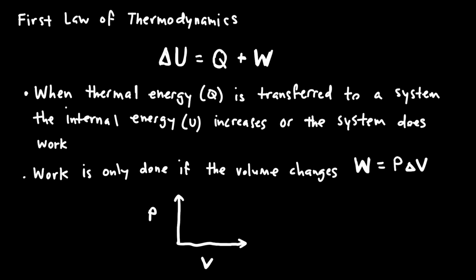And so what that means is, if I have a system, maybe a gas that's enclosed in a piston, and I am transferring thermal energy into that piston, either the internal energy of the gas is going to increase, which is associated with an increase in temperature, or as I'm adding thermal energy to that gas, it's going to do work. And one way that a gas can do work is maybe it pushes up on the piston and its volume changes. Either one of those things, or maybe both, are possible.